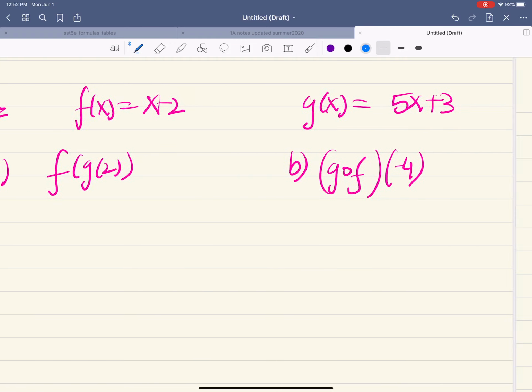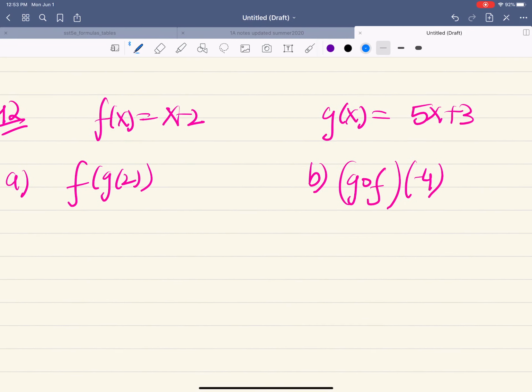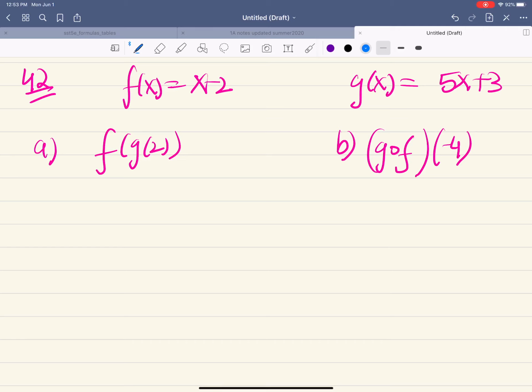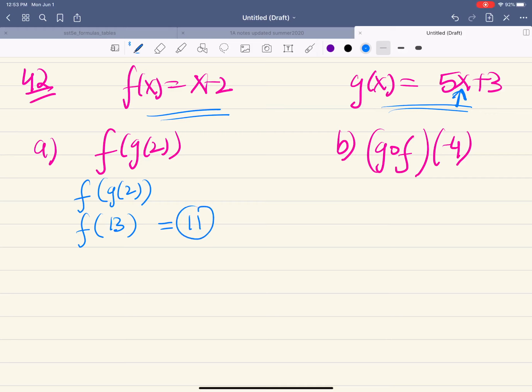Number 42. Okay, there are a few pieces of problem number 42 that I need to look at. f of x is given to me. g of x is also given to me. I want to find out f of g of 2. Well, it's a composition of two functions, but there's an easier way of finding it. I can first find g of 2 and then plug that in there. If I plug a 2 in here for x, that's 13. Now, what is f of 13? 13 take away 2 would be 11. Plug that into the f of x function.